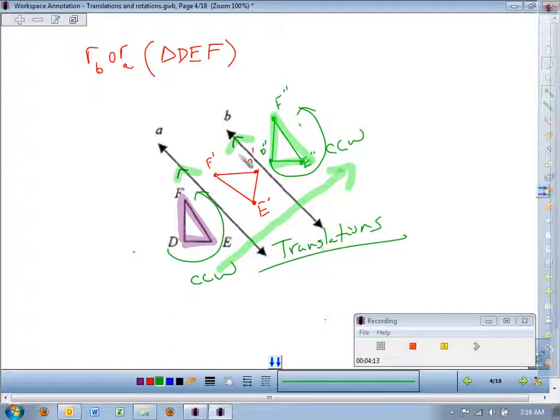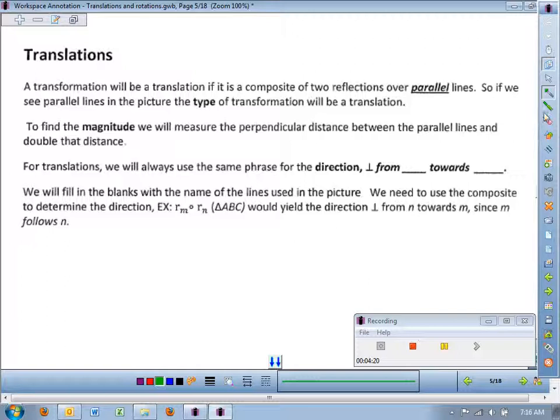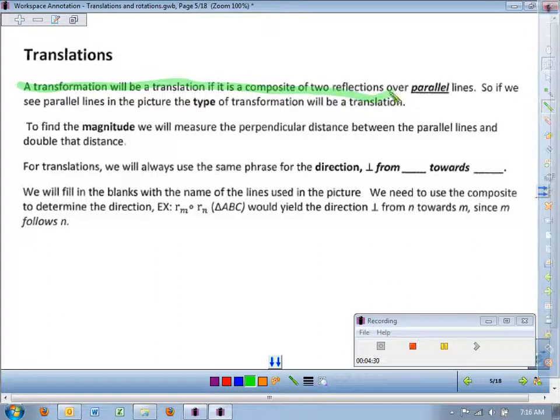The reason why I knew this was a translation was by the type of lines in the picture. These lines were parallel. So as you see in our next problem here, it says a transformation will be a translation if it's a composite of two reflections over parallel lines. That's how you can tell when we're doing a transformation if it's going to be a translation, by the type of lines in the picture. If the lines were parallel, then this thing will turn out to be a slide, which we're going to call a translation. So that's the type.